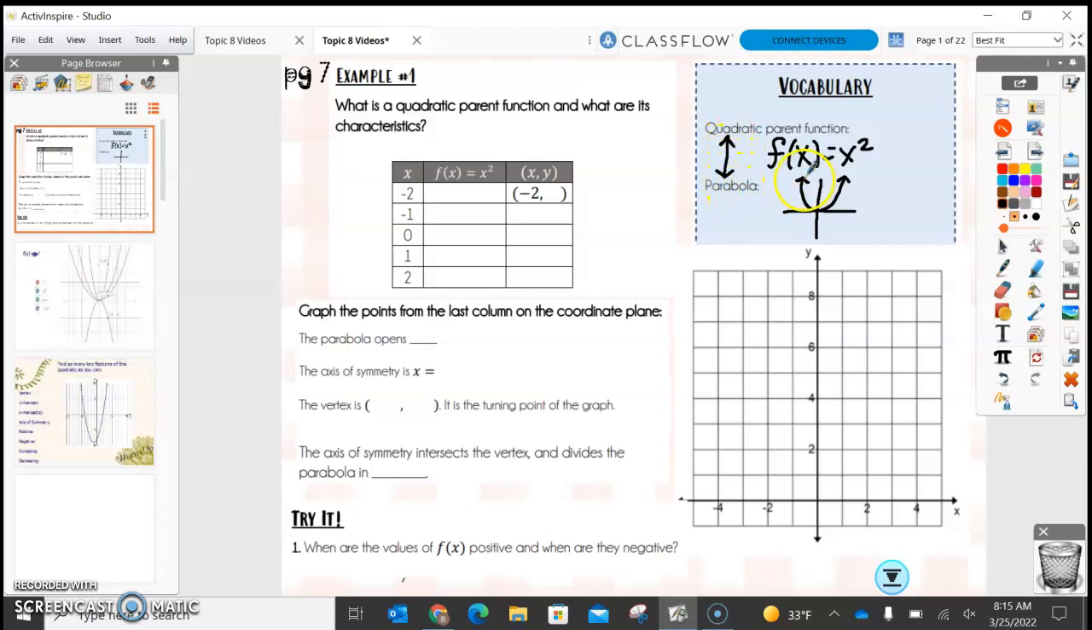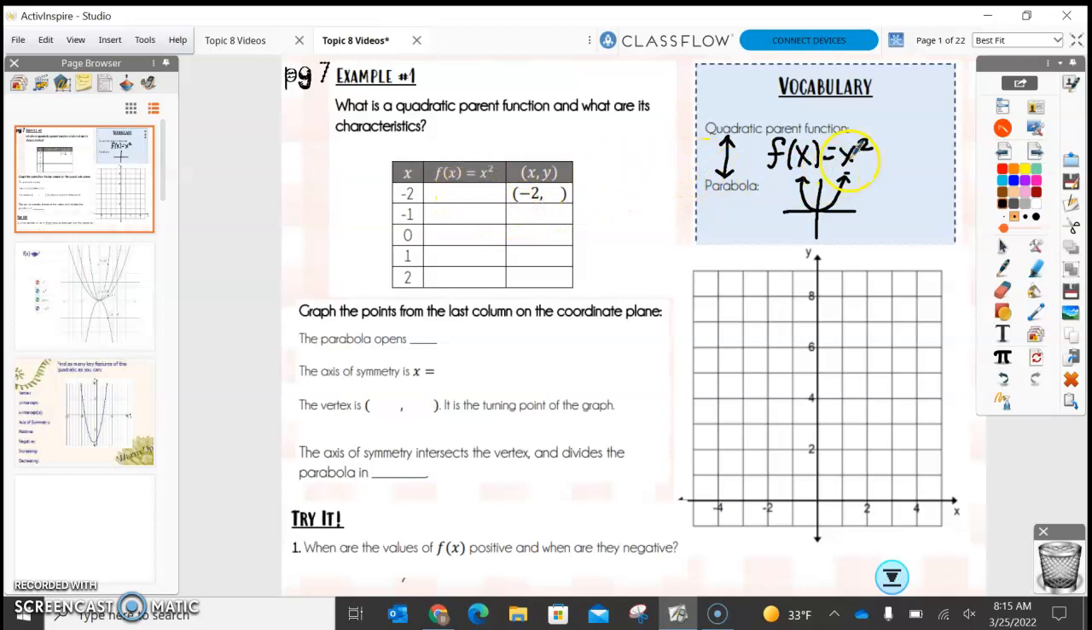A parabola or quadratic function will look like this U shape at different places on the graph. The parent function of the quadratic is the basic one that we compare to. So that parent function is the function x squared. We use this notation, kind of a fancy math notation, to talk about the function f as it relates to x. Now we'll use this function notation.